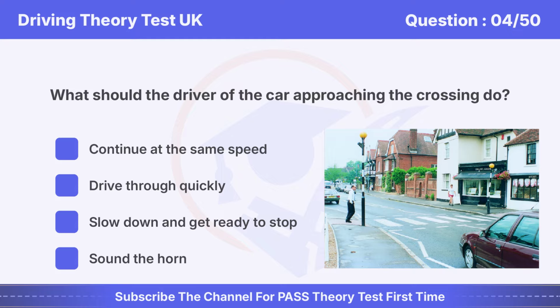Question 4. What should the driver of the car approaching the crossing do? Option A. Continue at the same speed. B. Drive through quickly. C. Slow down and get ready to stop. D. Sound the horn.